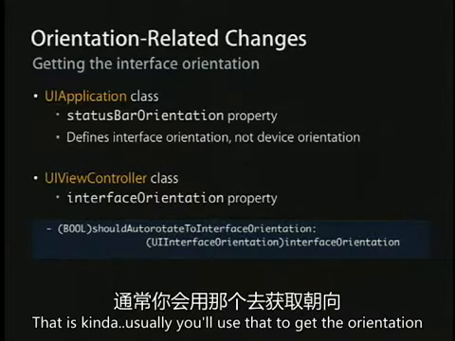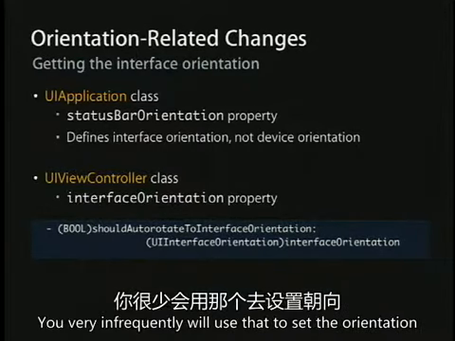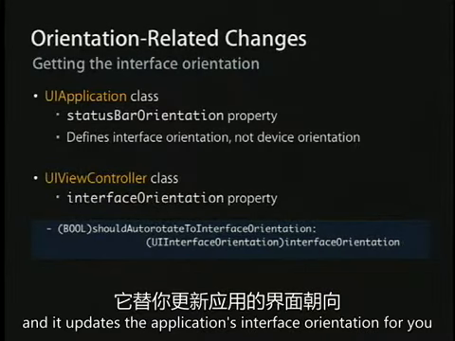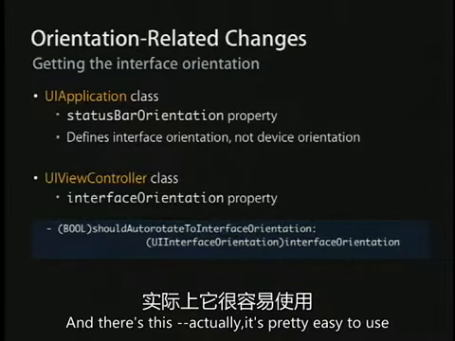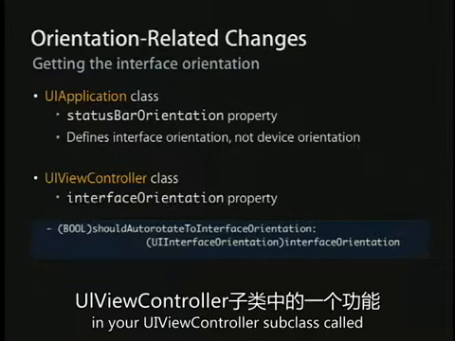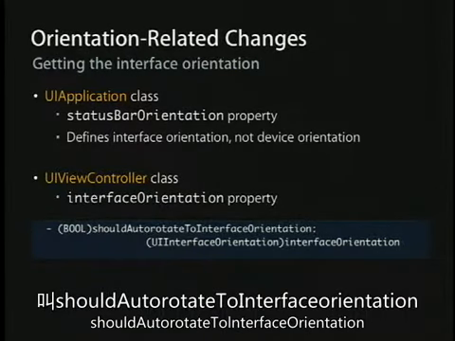That's usually what you'll use to get the orientation. You very infrequently will use that to set the orientation. UIViewController actually provides its own concept of interface orientation, and it updates the application's interface orientation for you. It's actually pretty easy to use. There's a method that you can override in your UIViewController subclass called shouldAutorotateToInterfaceOrientation.